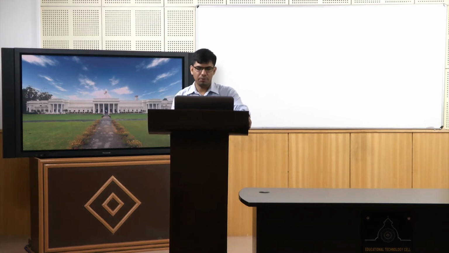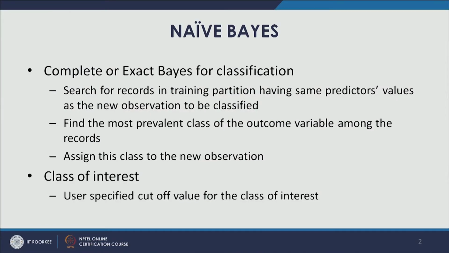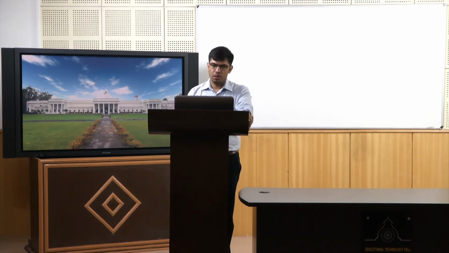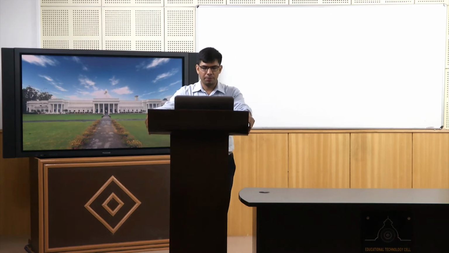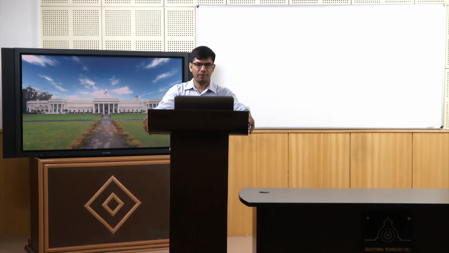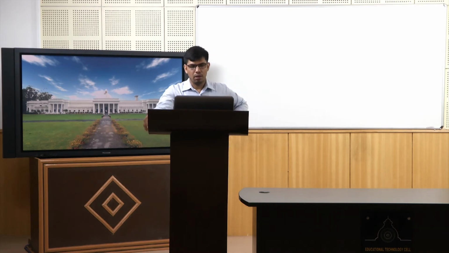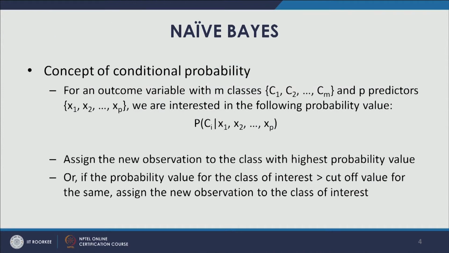So, the steps that we have talked about are for the complete or exact Bayes. Till now we have not started our discussion on naive Bayes. We have started our discussion on the main Bayes principle, that is for complete or exact Bayes. For complete or exact Bayes, in both the scenarios that we discussed, the regular scenario and the class of interest scenario, the underlying probability concept is the concept of conditional probability.